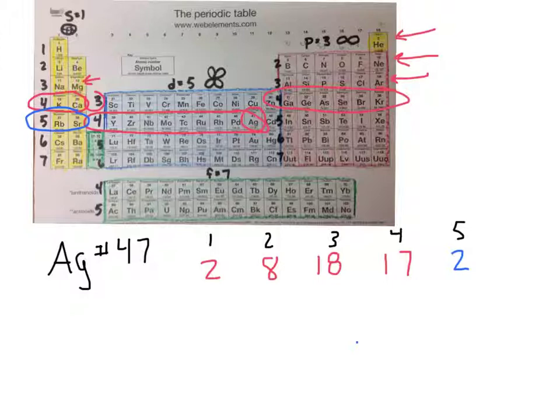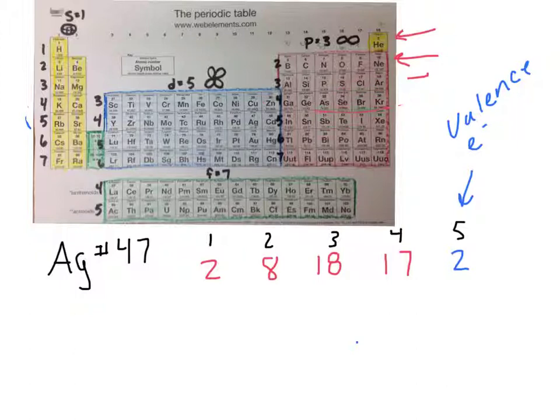Now notice I used, in the fifth level, I used 2 in a different color. That's because those right there are my valence electrons. They're my outermost electrons that have the highest energy. So let's do another one. Let's erase this up here and do another one that we can see where we're going.